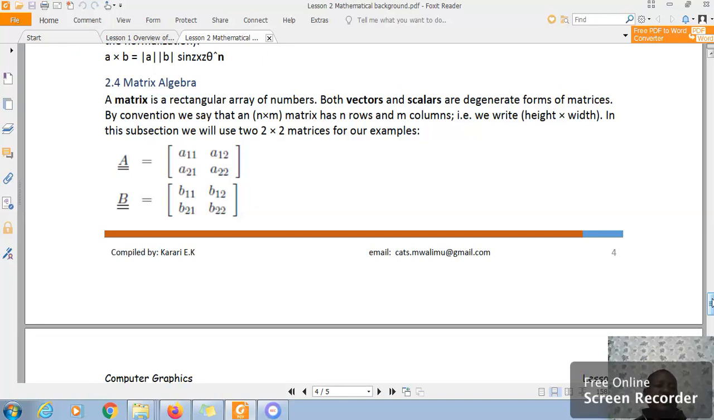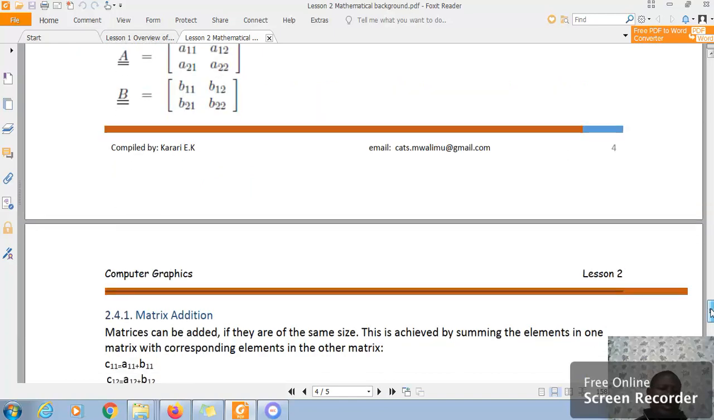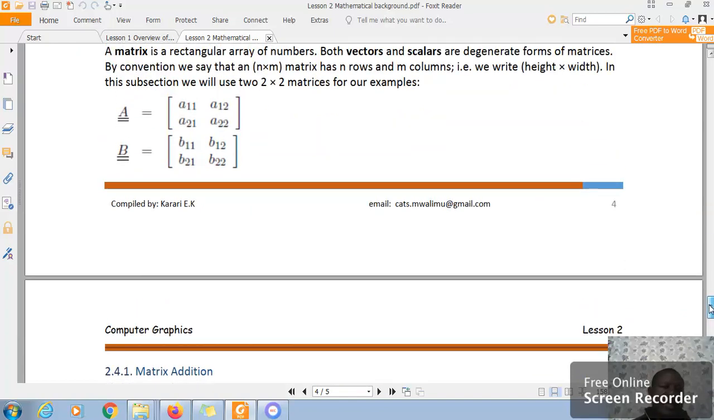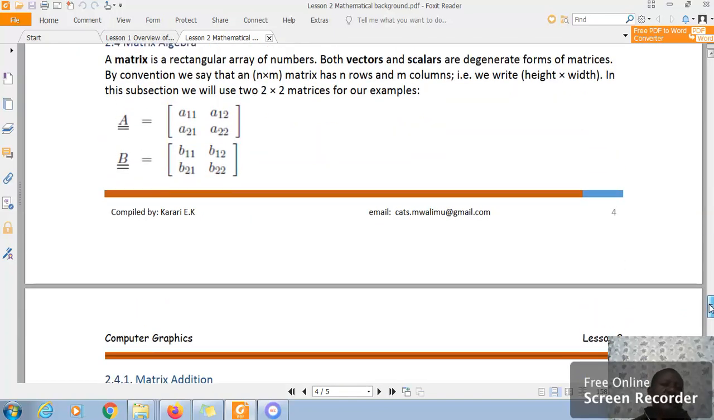By convention, we say that an m times n matrix has m rows and n columns. Operations in matrices start from the rows to columns. We sometimes remember it using Roman Catholic, RC. Sometimes we write it as height times width. In this subsection, for us to learn this matrix algebra, we are going to use 2 by 2 matrices. A is a 2 by 2 matrix. Take note of how the matrix is denoted. A matrix, B matrix.